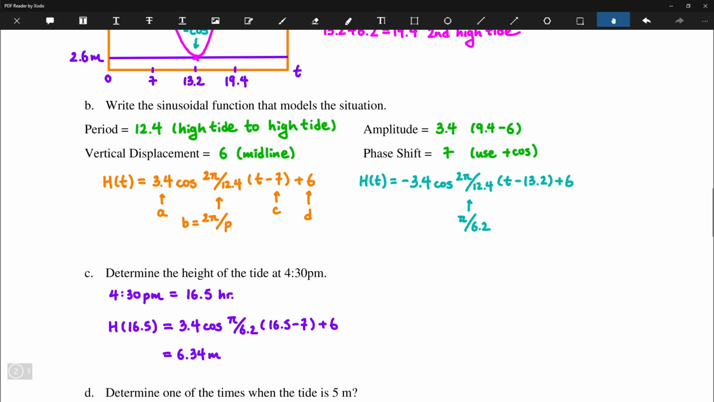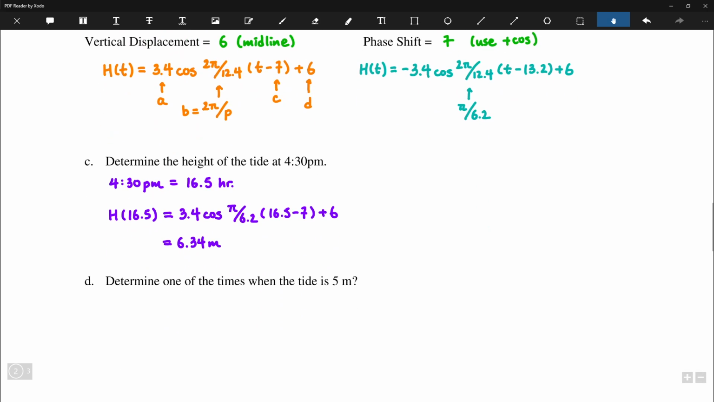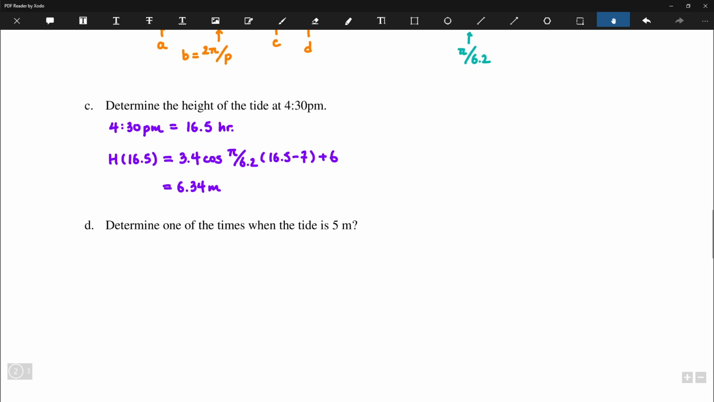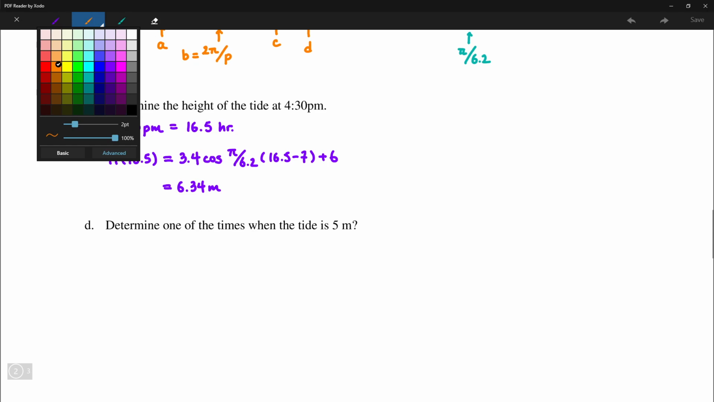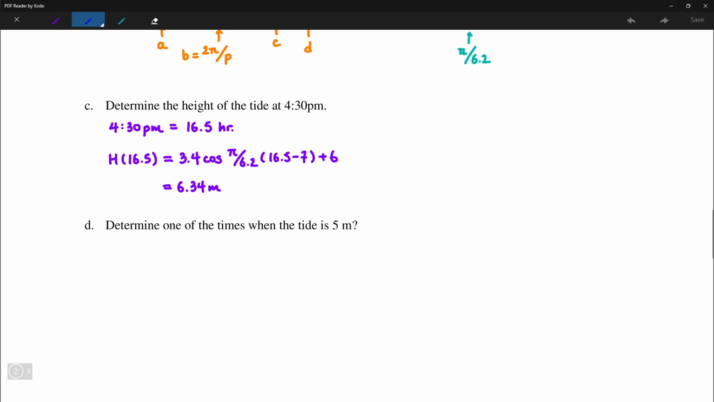Okay, so next part, it says determine one of the times when the tide is 5 meters. So this is kind of the reverse of part C. In part C, we're given a time, we're asked to find the height. Here we are given the height, and we're asked to find one of the times because the time at which the tide is 5 meters is not unique. So here we go. Here's the next part. So we'll substitute 5 for the height, and again we have 3.4, and then cosine pi over 6.2, and then this will be t minus 7 plus 6.